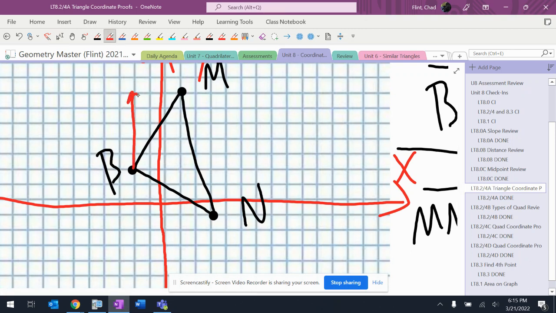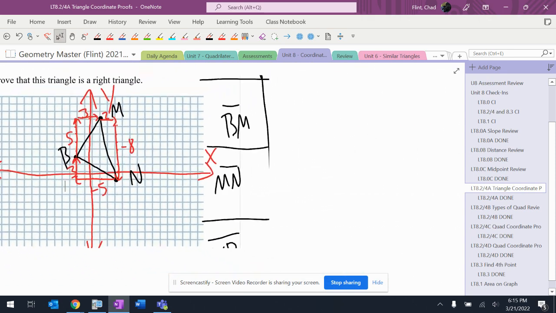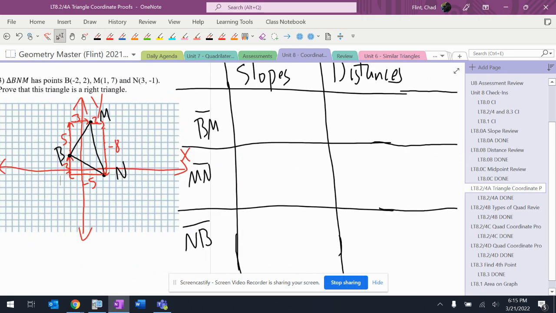All right, so let's draw in our rise and run here on all this stuff. 1, 2, 3, 4, 5. 1, 2, 3, 2. That's down 8. Okay, so I think actually we already had these exact coordinates on an earlier one, but let's see here.